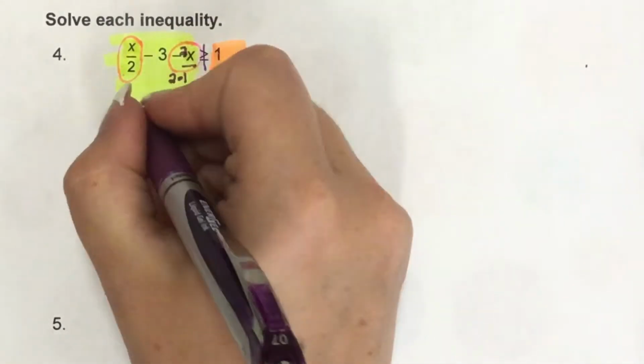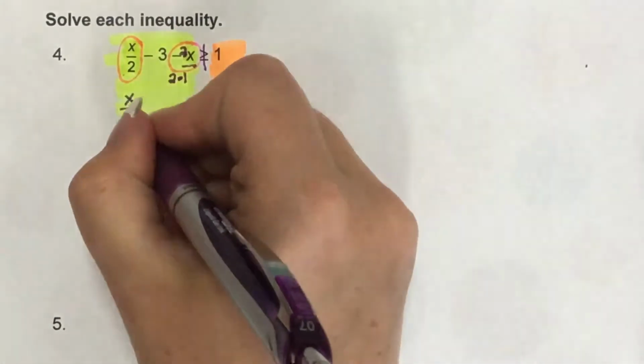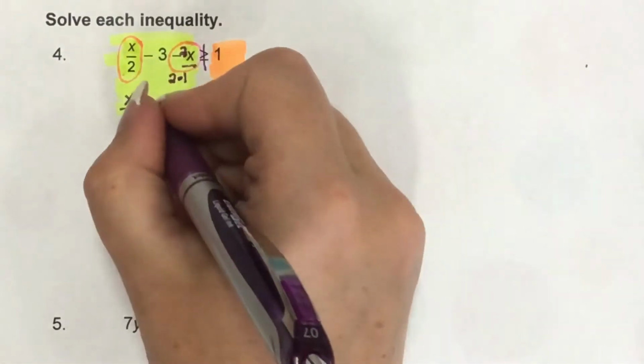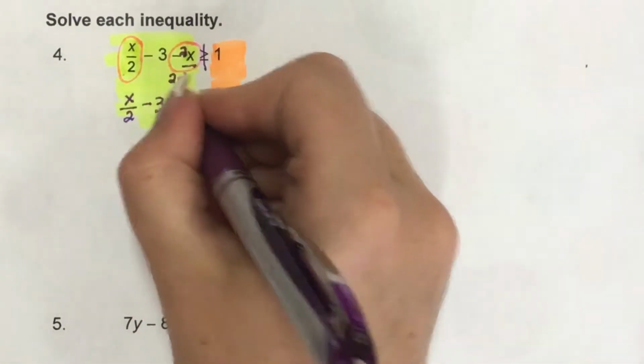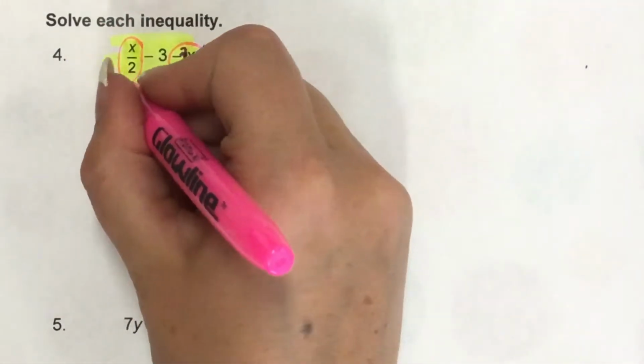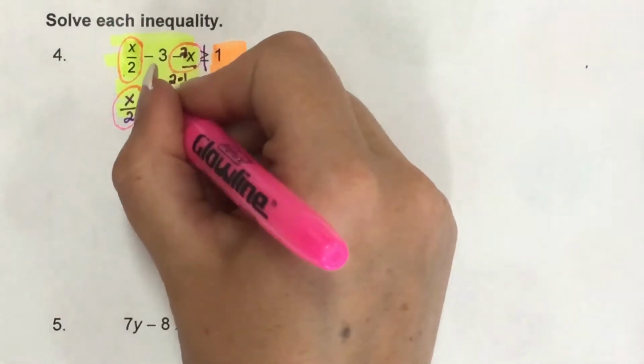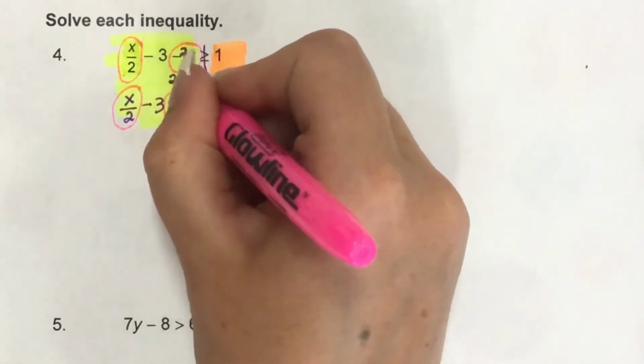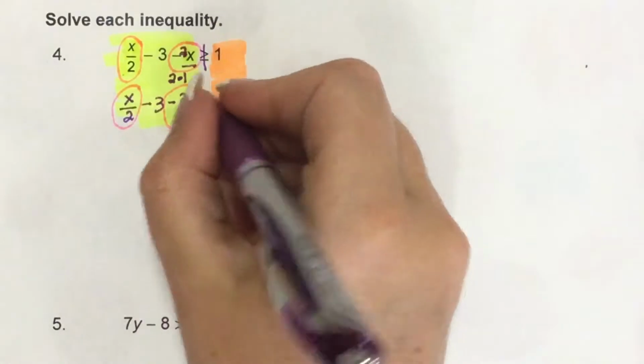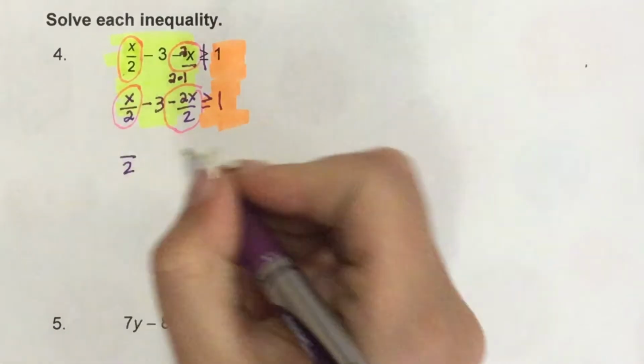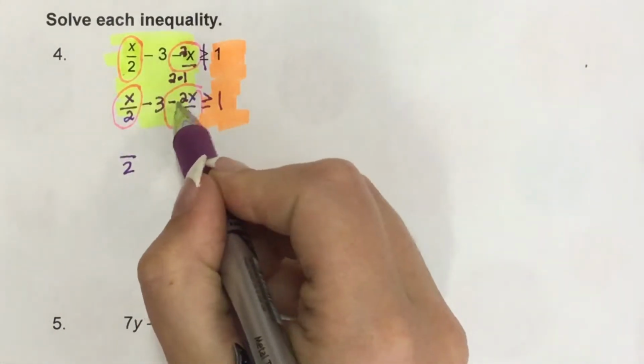That means what I'm left with is x over 2. This stays the same because it already has a 2 in the denominator, minus 3, and then minus 2x over 2. So at this point, I'm just really paying attention to this x over 2 and this negative 2x over 2. I'm sorry, I'm going to rewrite this right over here. Greater than or equal to 1, okay? So, and I'm going to combine these. Since they have a common denominator of 2, I'm going to keep that common denominator of 2, and I'm just going to go x minus 2x.